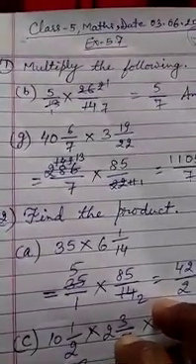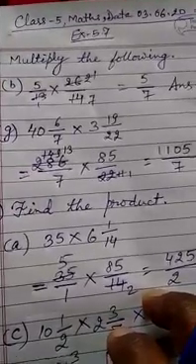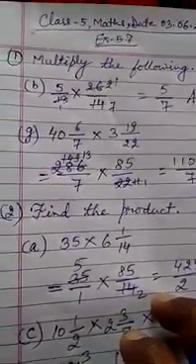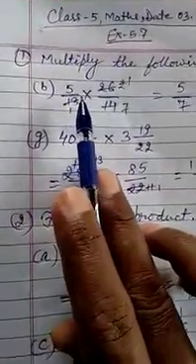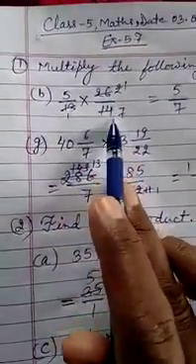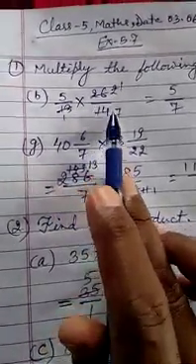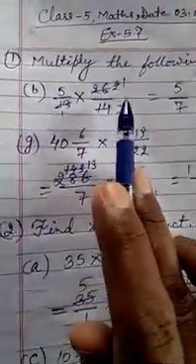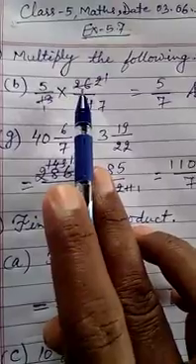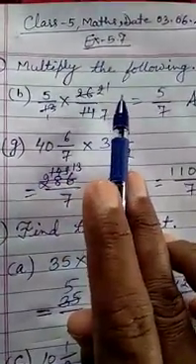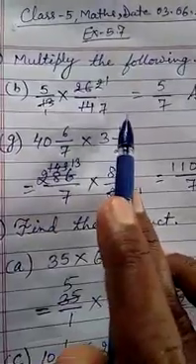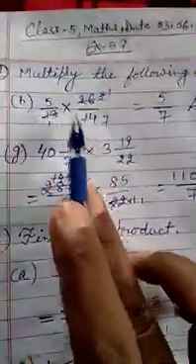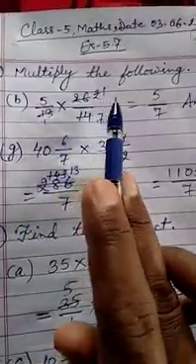This video is of class 5 maths, exercise 5.7. First question, you see, multiply the following. Question is 5 by 13 into 26 by 14. When you multiply fractions, you multiply the numerator with numerator and denominator with denominator, and you will divide numerator with denominator or denominator with numerator.